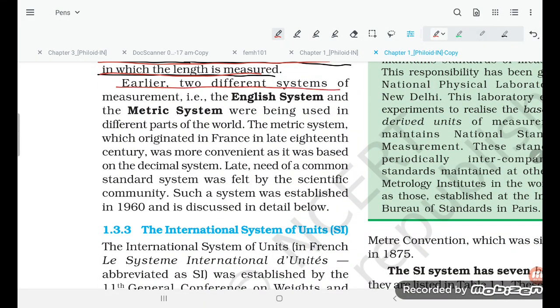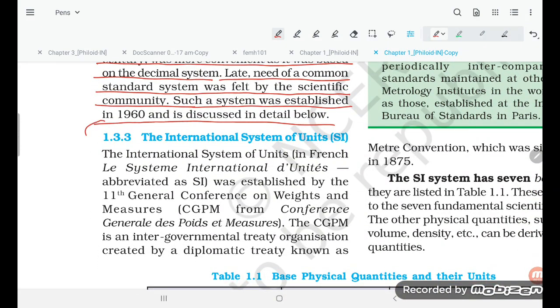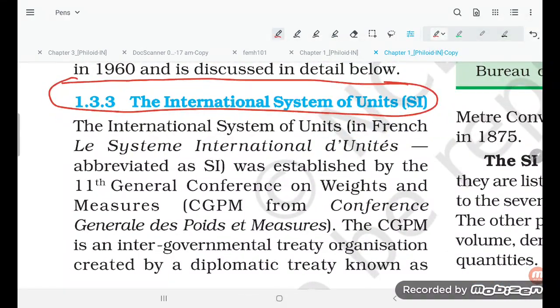Earlier, two different systems of measurement, the English system and the metric system, were being used in different parts of the world. The metric system, which originated in France in the late 18th century, was more convenient as it was based on the decimal system. The need for a common standard system was filled by the scientific community. Such a system was established in 1960 and is discussed in detail below. The International System of Units, SI.